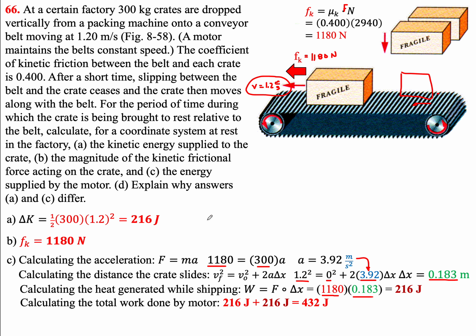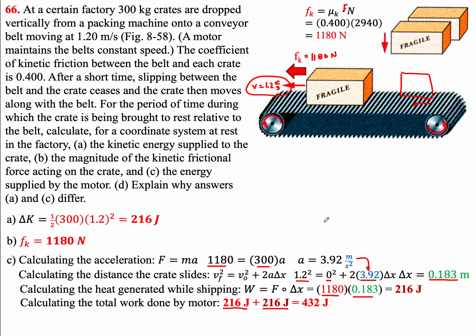So how much total work was done by the motor? Well, the crate's going to gain 216 joules due to the kinetic energy. It also generates 260 joules of heat because of the force of friction as this thing's sliding along here. That's generating E dis, or heat. The total amount of work done by the motor is this.